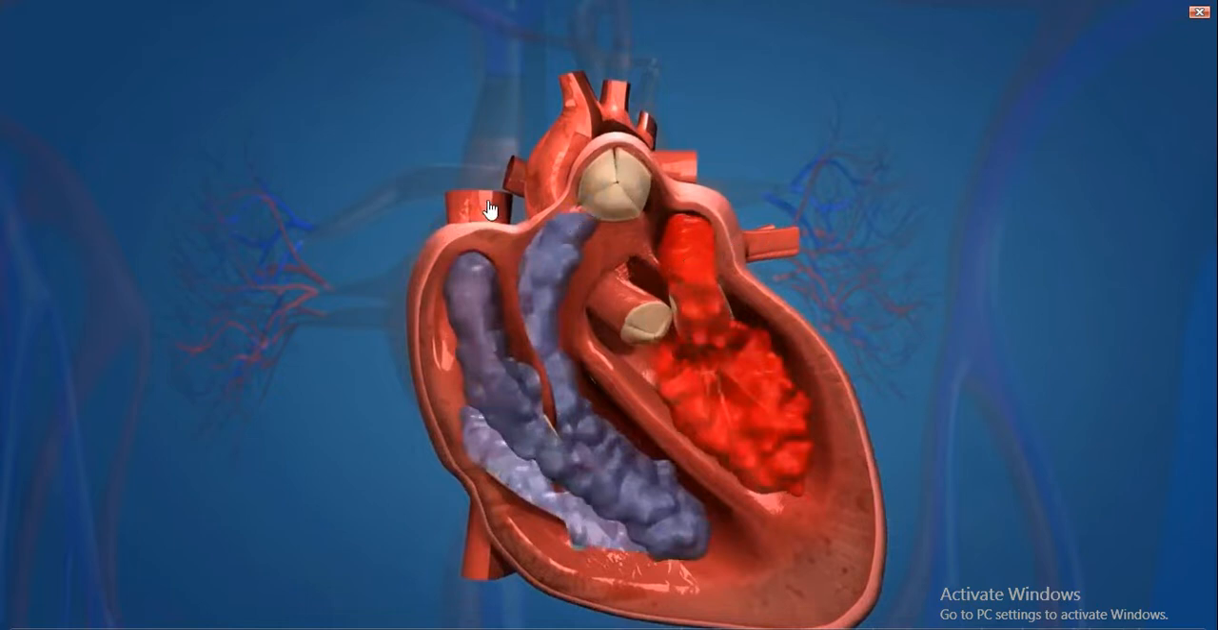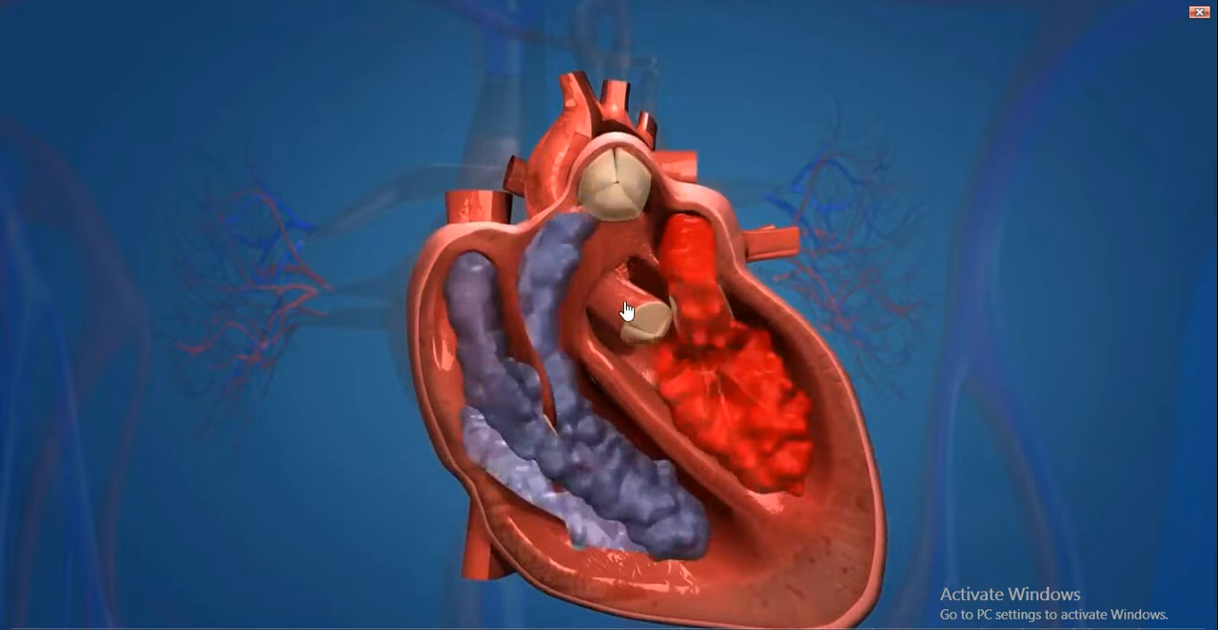Then these are the other vena cavas. This is the superior vena cava and this is the inferior vena cava. The superior vena cava and inferior vena cava open to the right atrium of the heart.